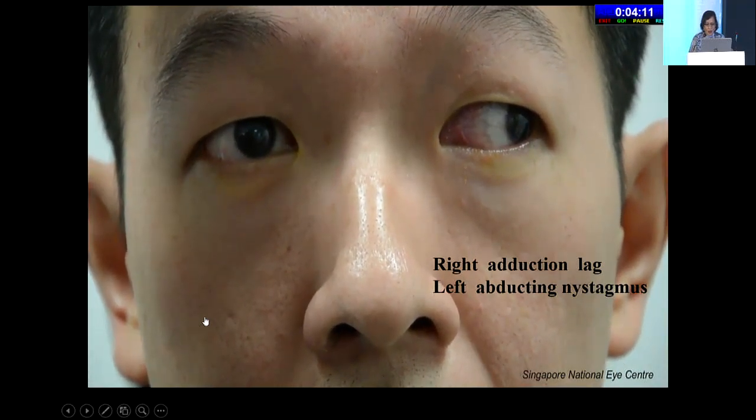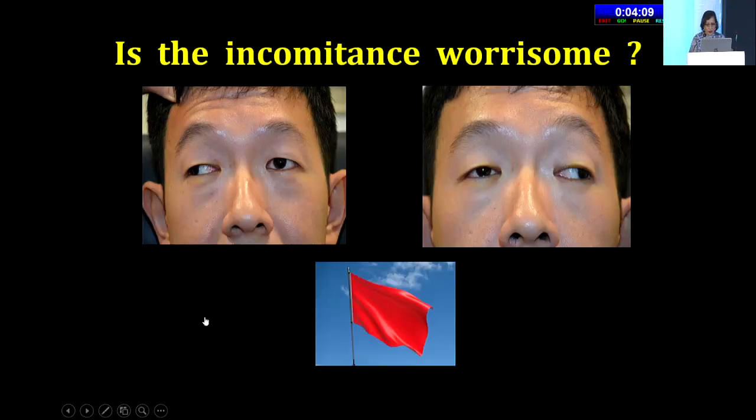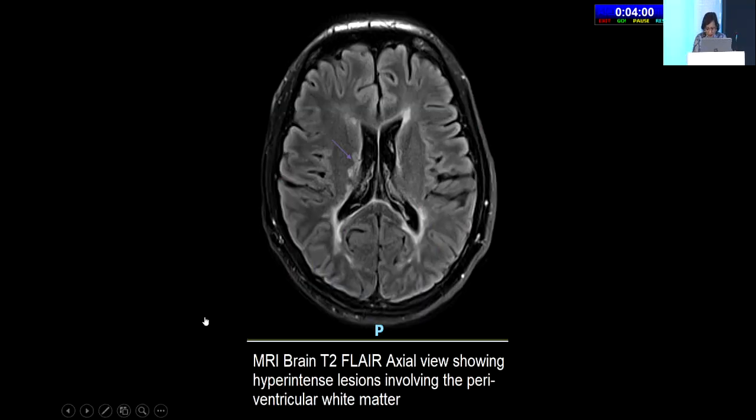Now already the majority of you in the audience have begun to know: is this incomitance worrisome? Of course, it's an immediate red flag. We had to send for a neuro-ophthalmology consult. They did extensive tests, which included imaging. And the MRI showed hyperintense lesions along the periventricular white matter.